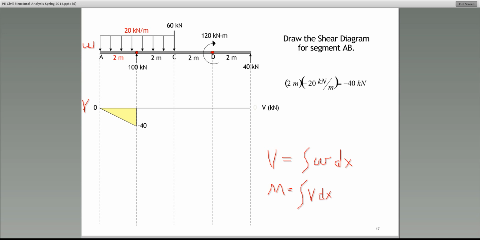Here's the bottom line. Whenever we integrate a function, we increase its order by 1. So if it's first degree, it becomes second degree. Second degree, integrating it becomes third degree. So remember that. Now, something else we do when we integrate a function.